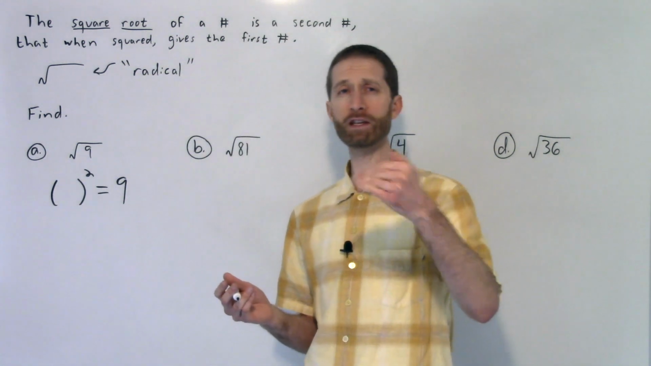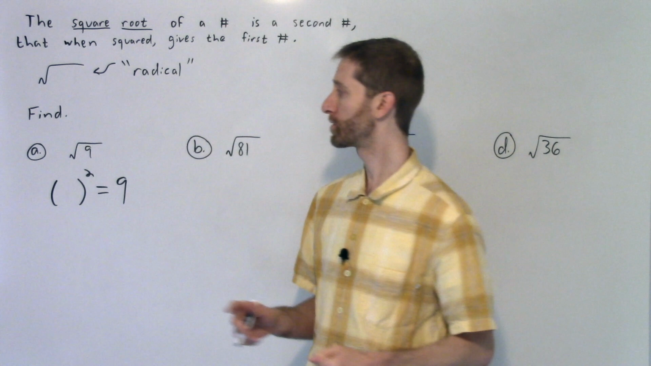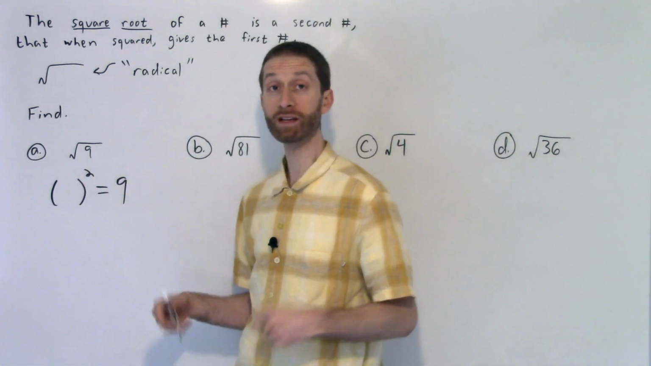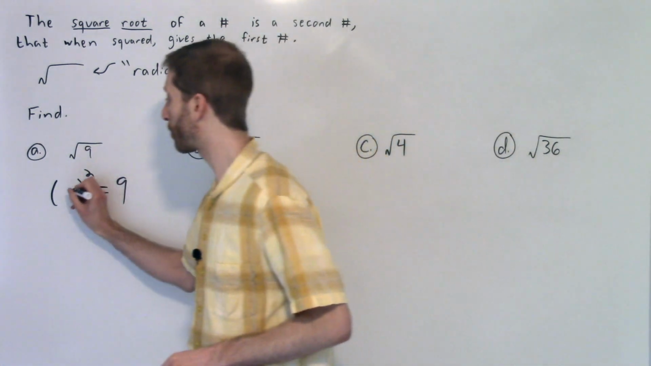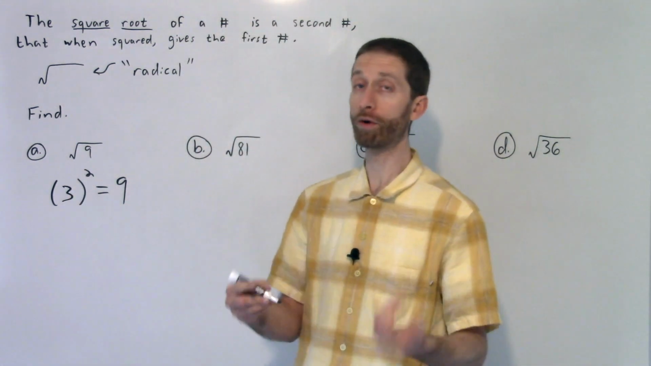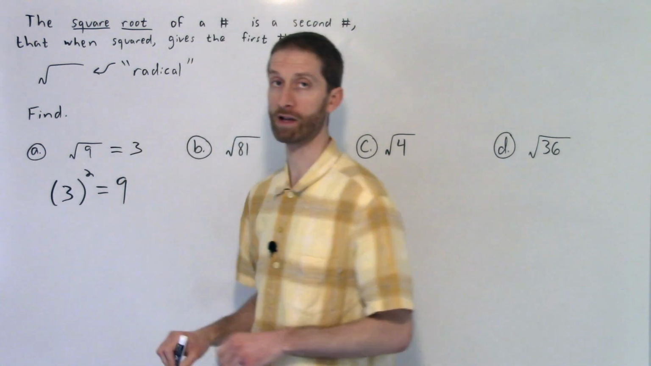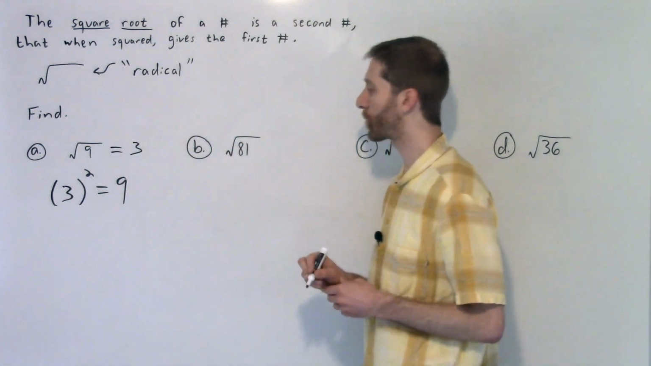If I say, what's 15 divided by 3? You say, what times 3 gives me 15? So now we're saying what times itself gives me 9? Well, 3 times itself gives me 9 because 3 times 3, or 3 squared, is equal to 9. So what's the answer to this? It's 3. That's it.